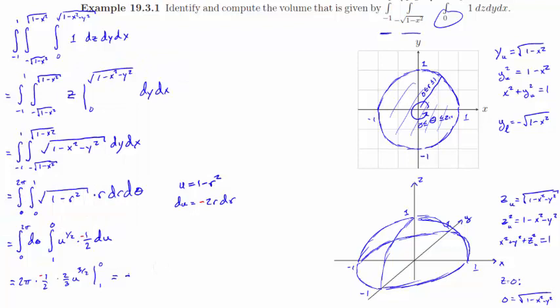So there's going to be negative 2 pi over 3 when I bring these three factors together. 2 pi times 1 half is just pi, times 2/3 is 2 pi over 3, but make it negative. And then we're going to do 0 to the 3 halves minus 1 to the 3 halves inside here, so that's just going to make this a positive 2 pi over 3.